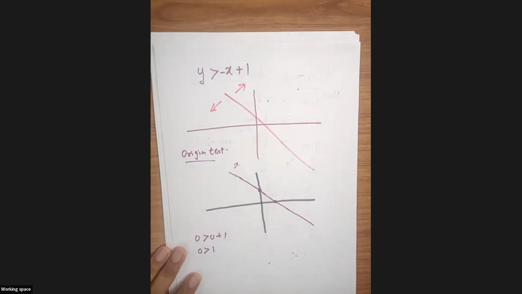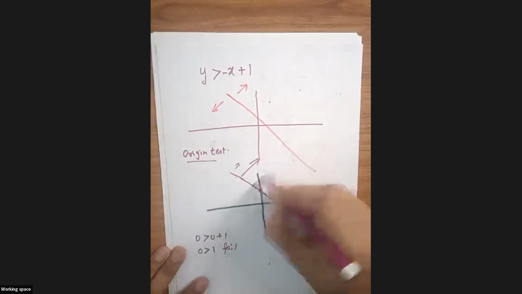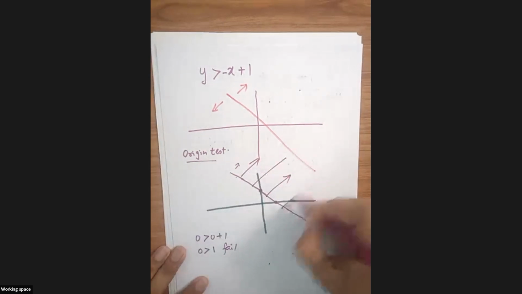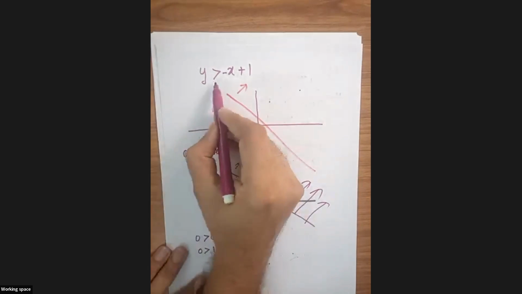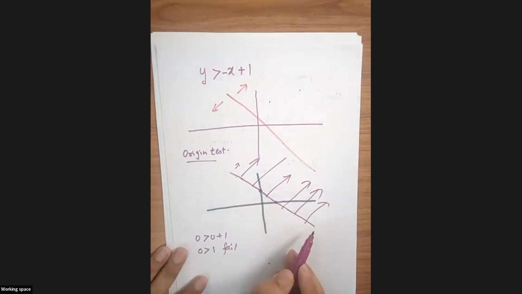Origin test पास हुआ कि fail हुआ? Fail हुआ. अगर origin test fail हुआ, मतलब origin is not part of solution set. तो इसका मतलब everything above line is your solution. क्योंकि ये greater than वाला sign है, everything above the line, not on line.